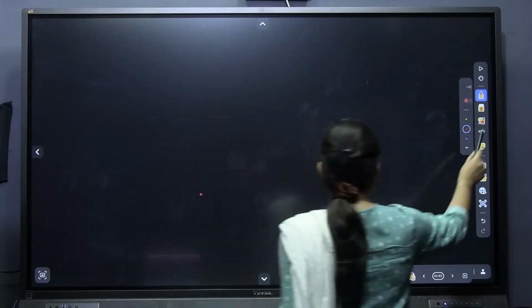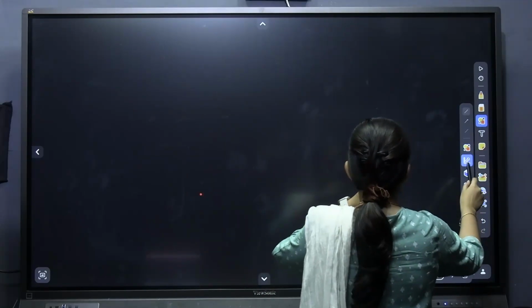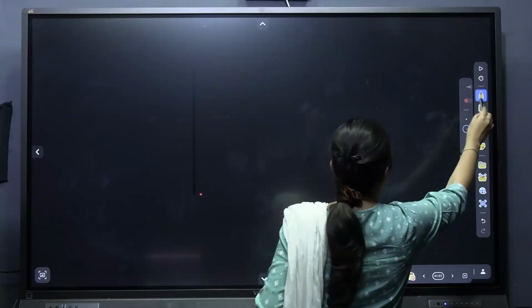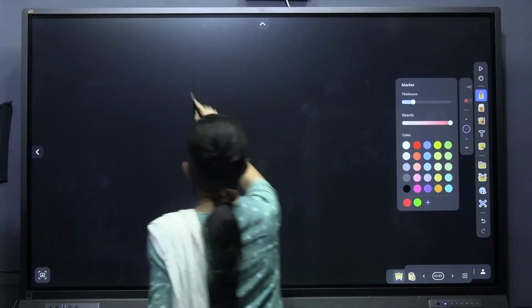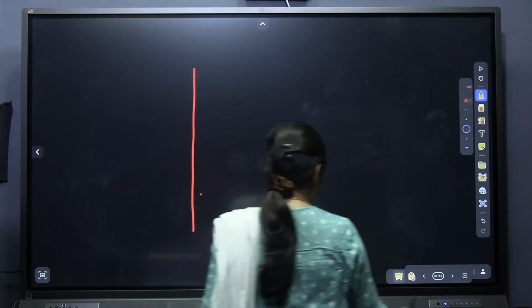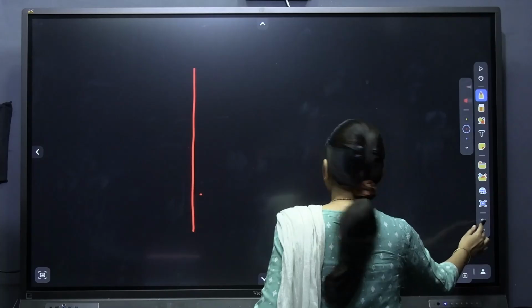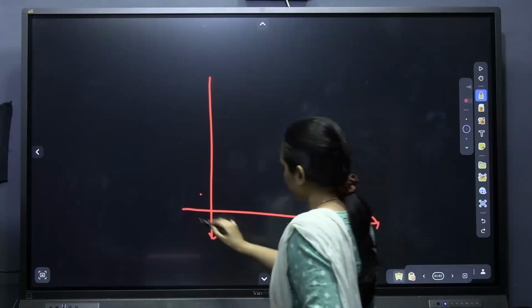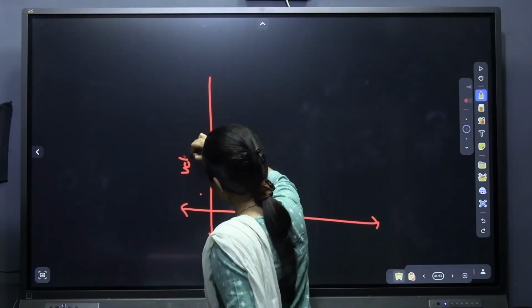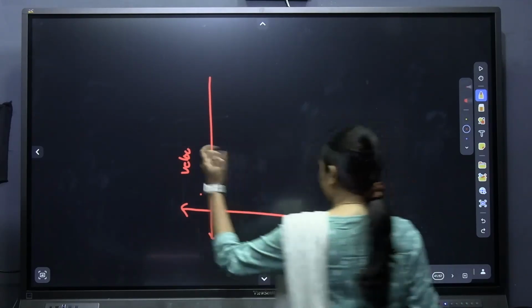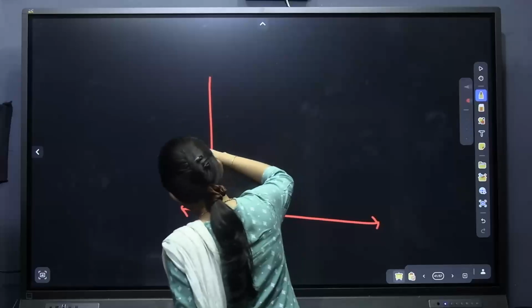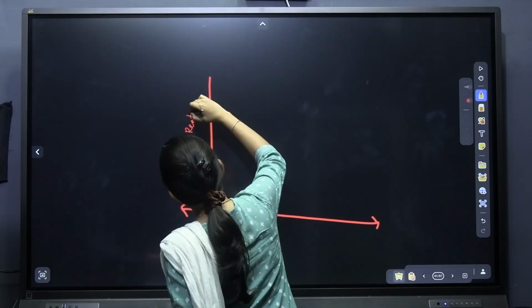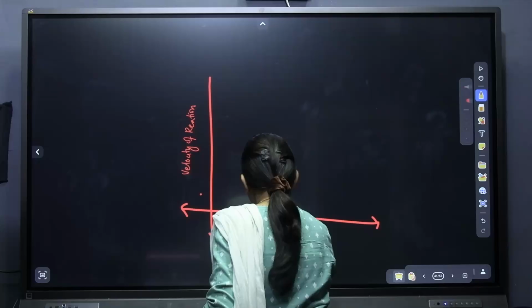So, if you see the graph here, if this is the velocity of the reaction, and this is substrate concentration.